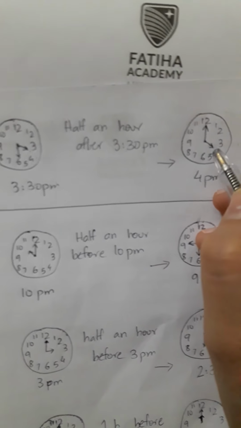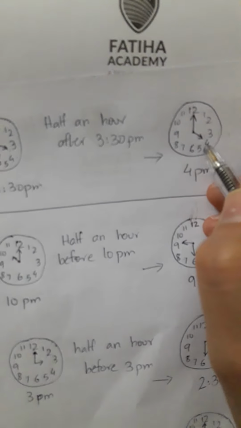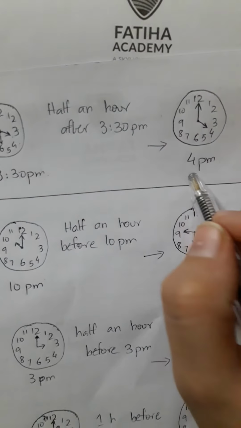It will move. Initially it was between 3 and 4, and then it will move completely to 4. So what time does it become? It becomes 4 p.m.